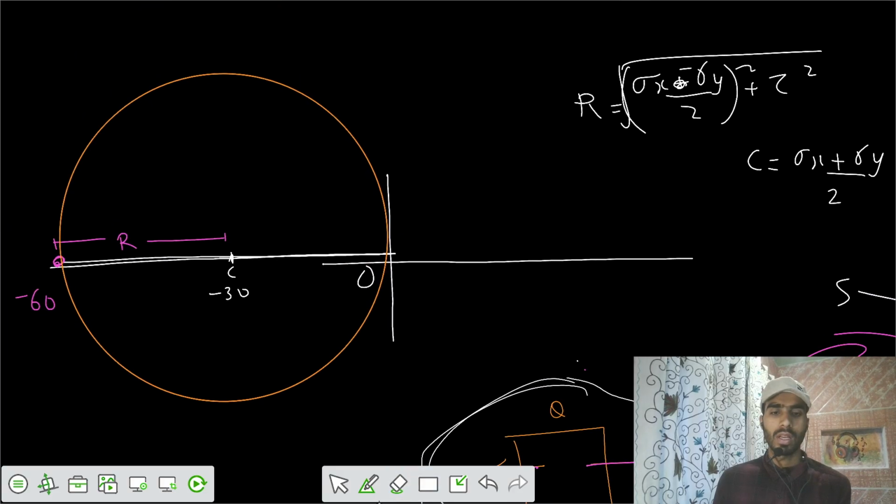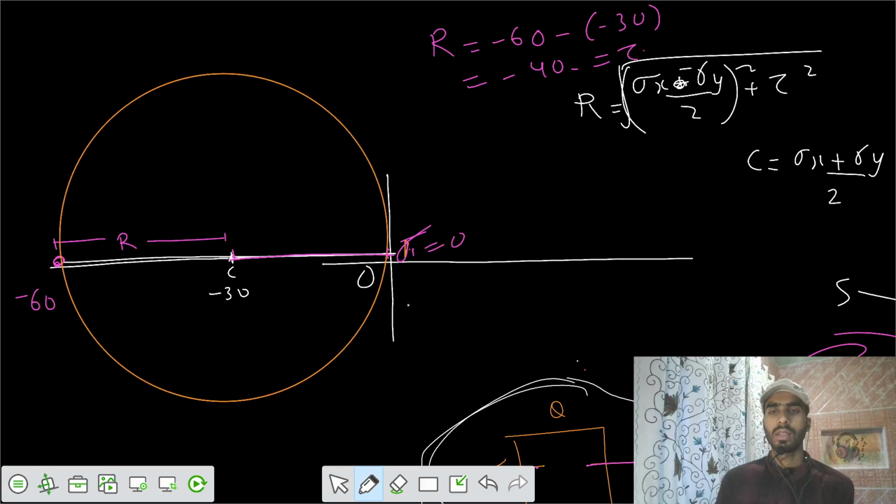So we got some circle, and we can say sigma 1 is equal to 0. If sigma 1 is 0, then from the center to the origin, that's minus 30. That means radius r equals minus 30 minus of minus 60. We can keep the sign positive as of now. Then finally we can say this is on the compressive side. We get a radius of 40 megapascal. So that's also tau max, some value of 40.